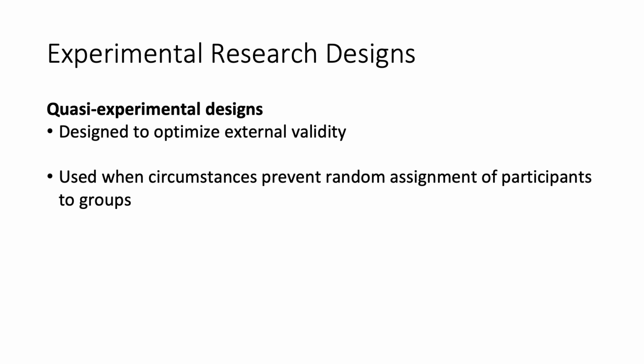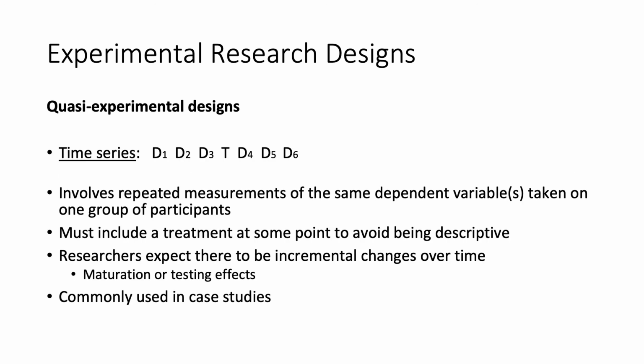Quasi-experimental designs are specialized for optimizing external validity, which again is collecting data in a field setting where there is less control but more of a real-world setting. So the quasi-experimental designs are used when circumstances prevent random assignment of participants to groups. A time series design involves repeated measurements of the same dependent variable or variables taken on one group of participants over a certain time interval. For the research to be experimental and not descriptive, there must be a treatment at some point among the observations.